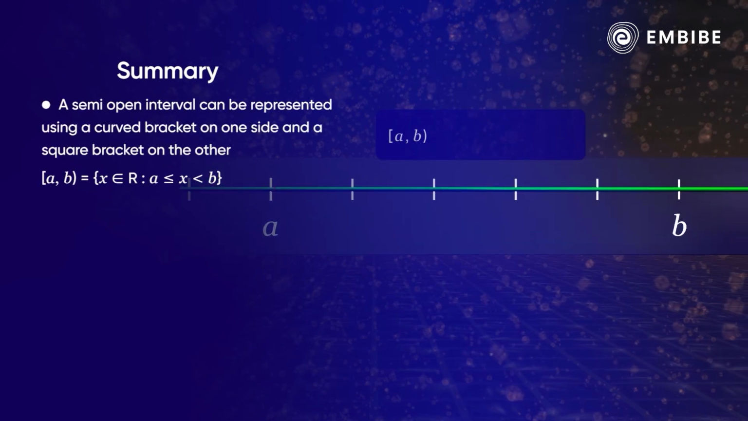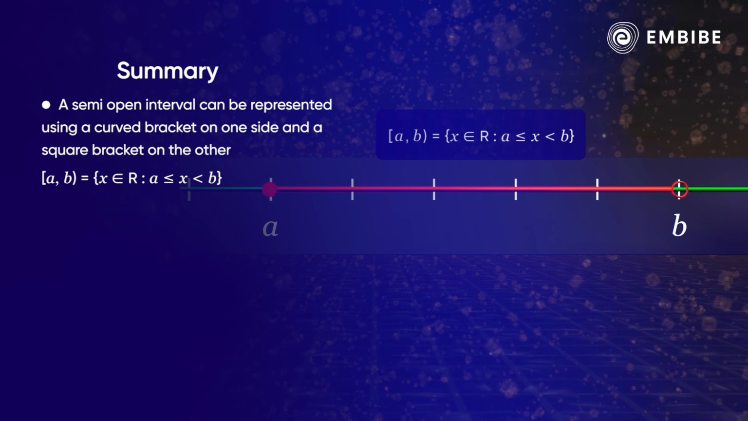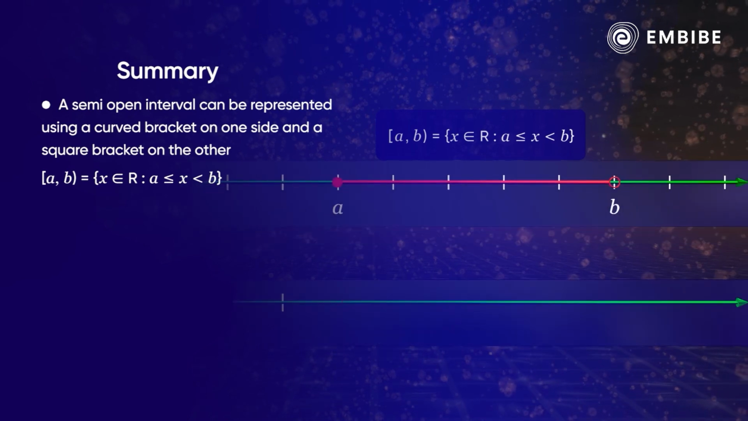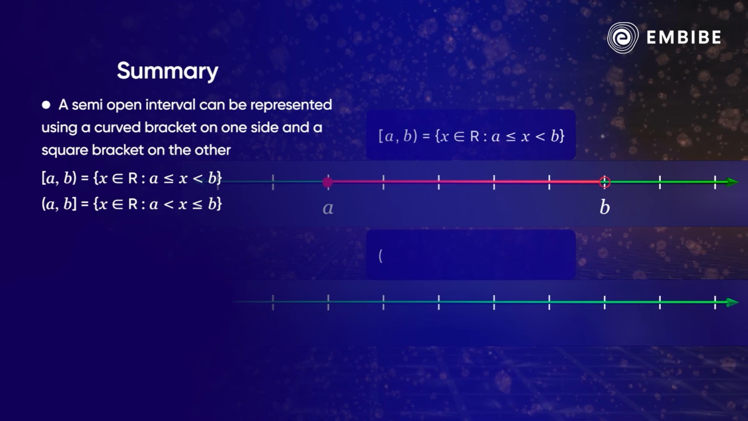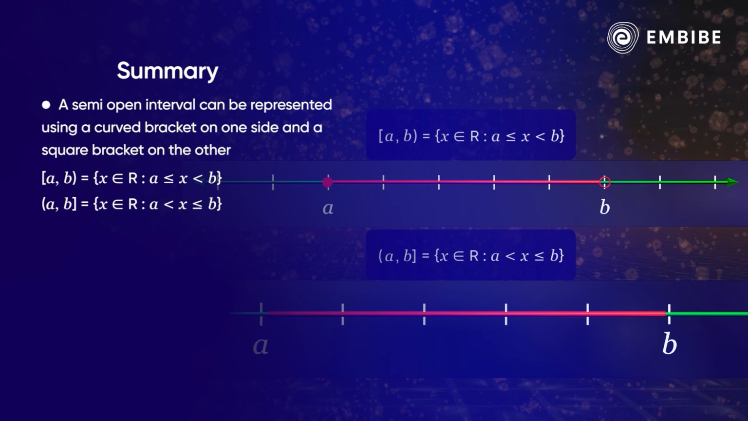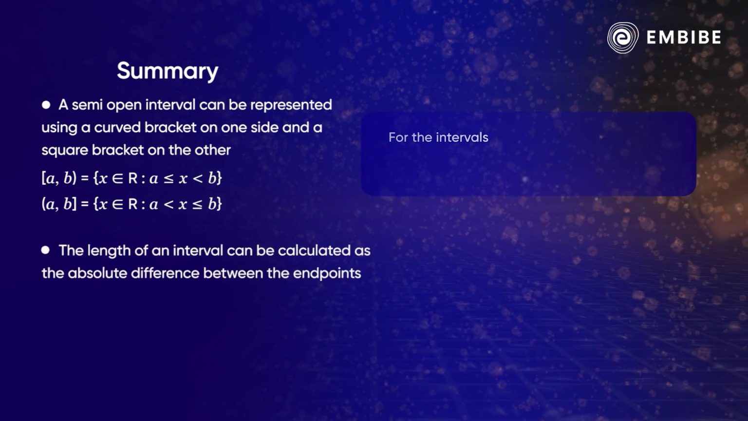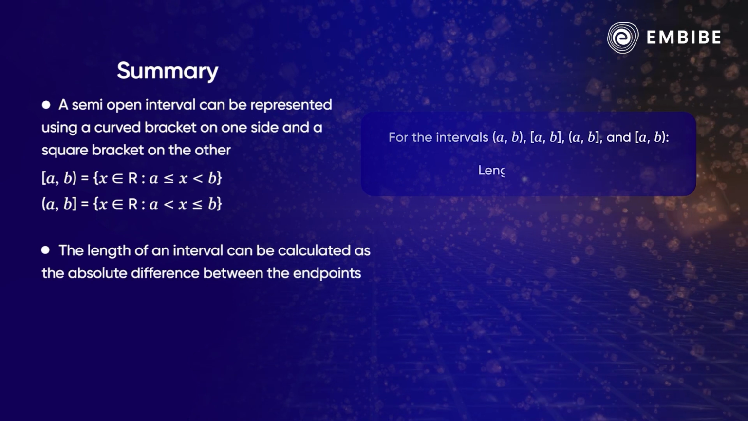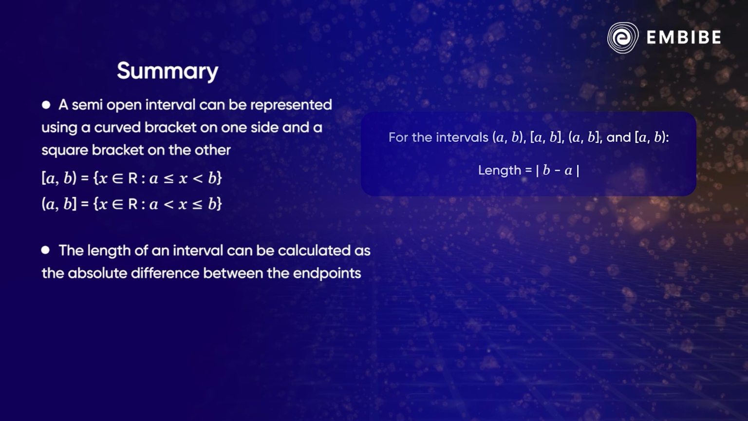A semi-open interval can be represented using a curved bracket on one side and a square bracket on the other. It can be denoted as left closed right open bracket [A, B) or left open right closed bracket (A, B]. The length of an interval can be calculated as the absolute difference between the endpoints.